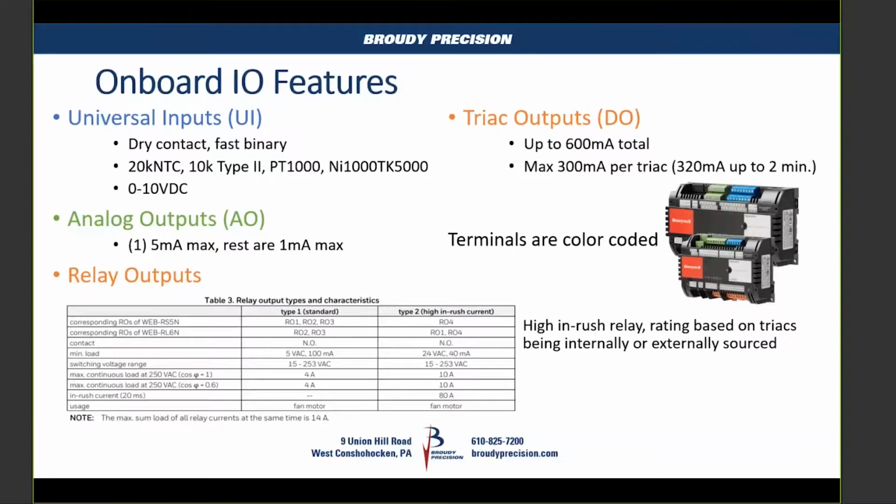Then you have your analog output, 5 milliamps max. And then your relay outputs, and I put the little chart on there because it's a different inrush capability depending on which model and which relay you're working with. They do have a high inrush relay. And it's interesting, it's based on the triacs being internally or externally sourced, so somehow it's all interrelated on that controller. So the triac outputs are separate from the relay outputs, obviously. Triacs, you can go up to 600 milliamps total on the controller, up to 300 milliamps per.